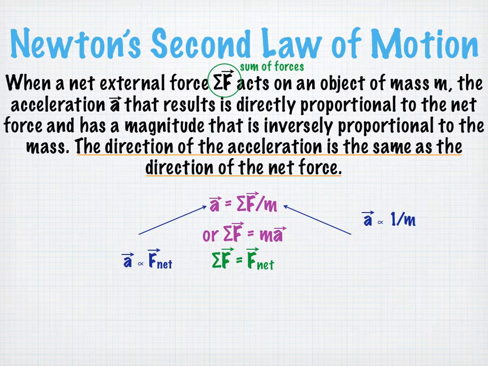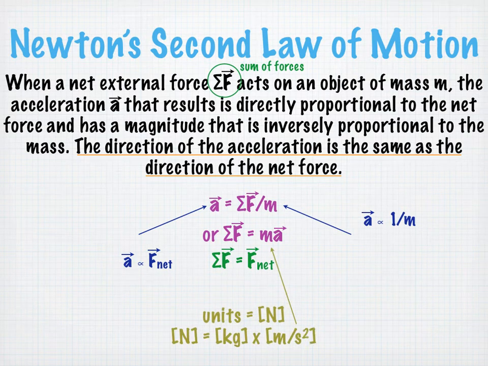When we introduced the idea of force, we saw that force is in the SI units of newtons. We can now see from this equation that since mass is in kilograms and acceleration is in meters per second squared, a newton is a kilogram times a meter per second squared.